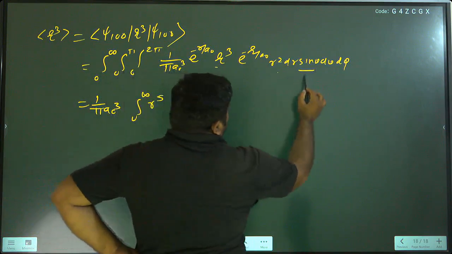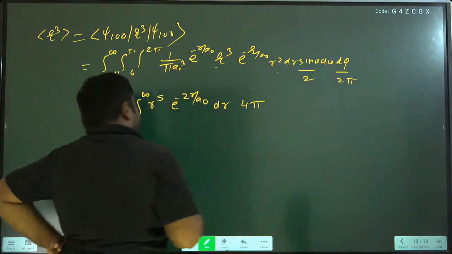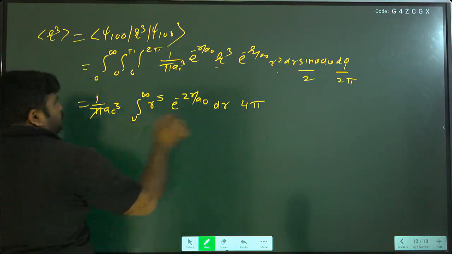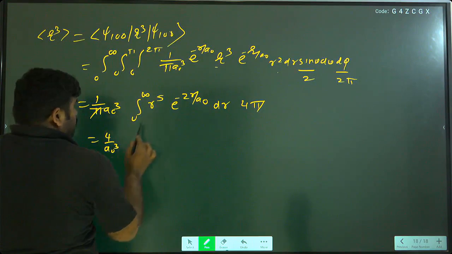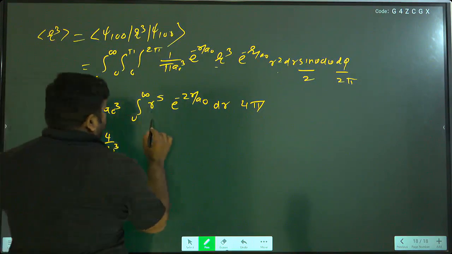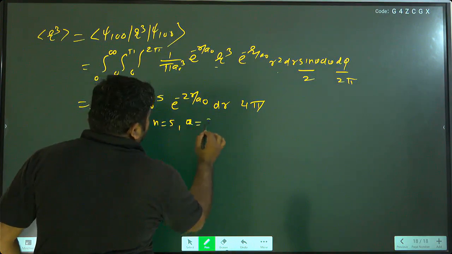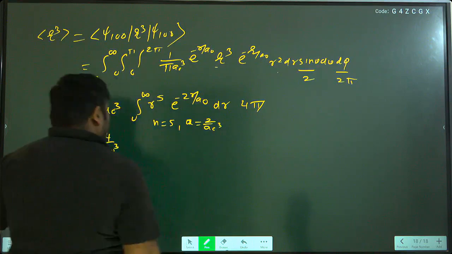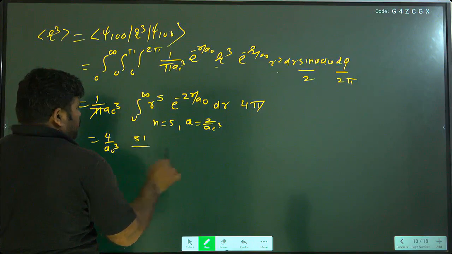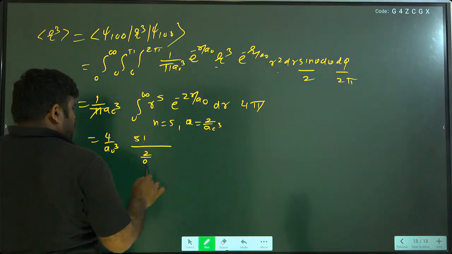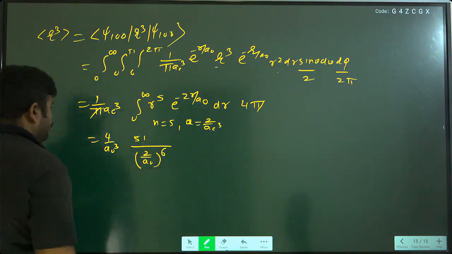And what is this integration? 2 pi. 2 into 2, 4 pi. Okay, pi gets cancelled, 4 upon a naught cube. n is equal to 5. a is equal to 2 upon a naught. Then this is equal to how much? n factorial means 5 factorial upon 2 upon a naught, bracket is to 6.